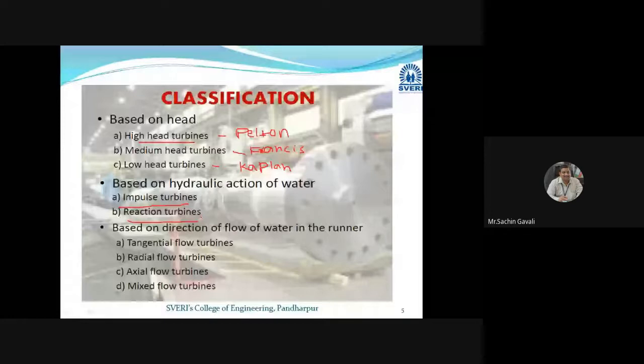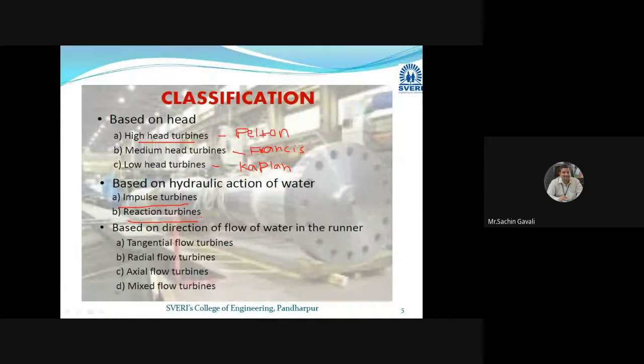And in the reaction turbine, the hydraulic energy is not converted into kinetic energy at once, but only during the stages. So all the pressure or potential energy is not converted in one stroke. Where the conversion happens during stages, it is called a reaction turbine.